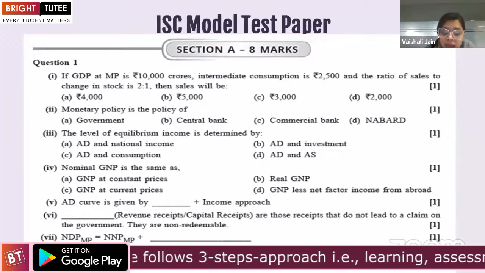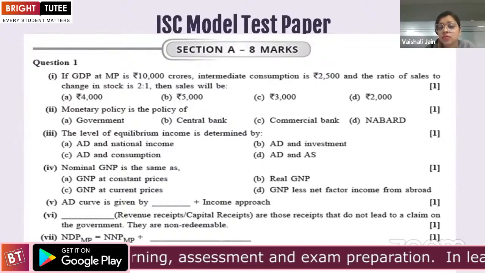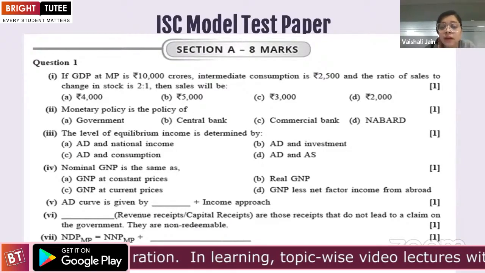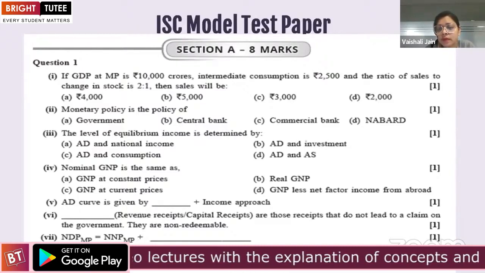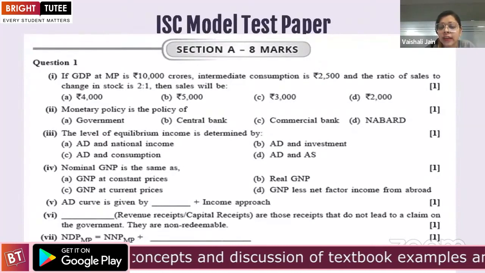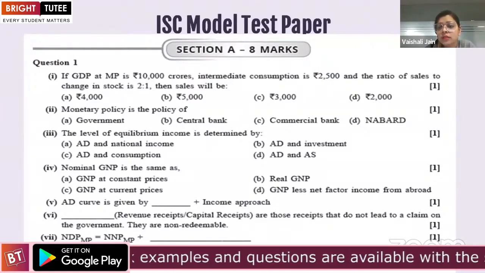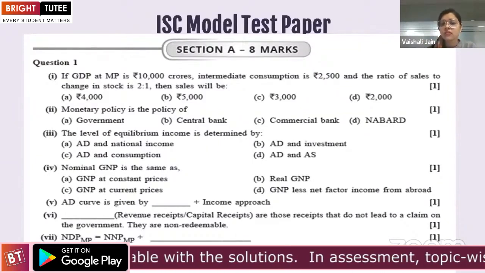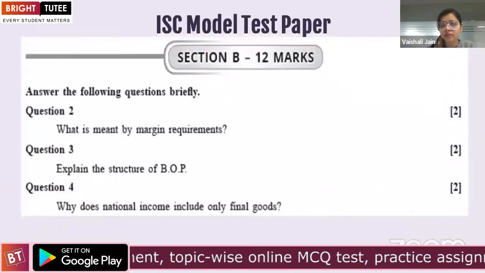Then we have a fill-up: AD curve is given by dash plus income approach. Then we have one more fill-up, and the 7th part is also a fill-up. And the 8th part is a true and false. I hope you know that true and false never holds any value if the child does not write the reason for it. Citing only that the statement is true or false does not give marks. So writing the reason along with it is very, very mandatory.